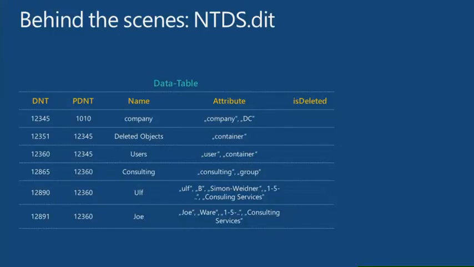So the whole partition thing you're hearing of from Microsoft or reading on the web is valid for replication, but if you look in the database, we only have one data table. We have some other tables, like a security identifier table and a link table, but the main data is in here. So we have the distinguished name tags and the parent distinguished name tags.